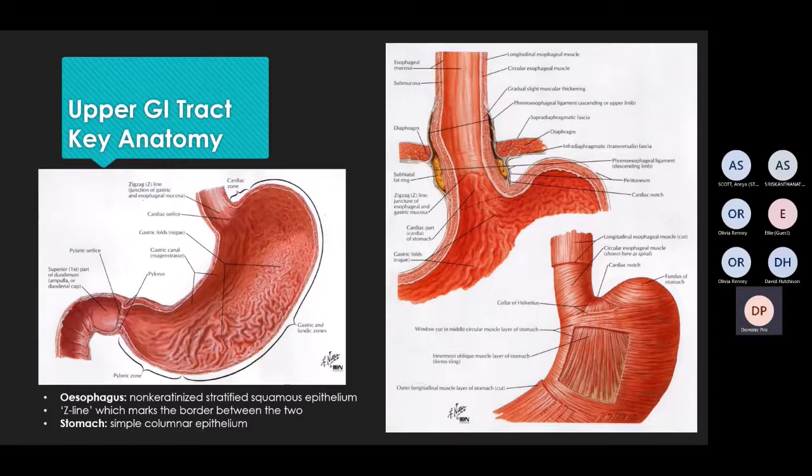And the esophagus is lined with a type of epithelium with quite a grand name: non-keratinized stratified squamous epithelium. And then the stomach contains simple columnar epithelium.